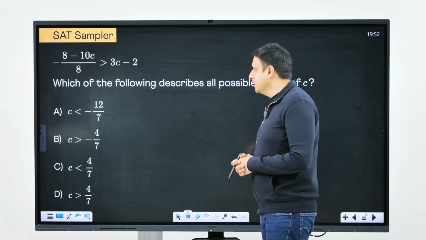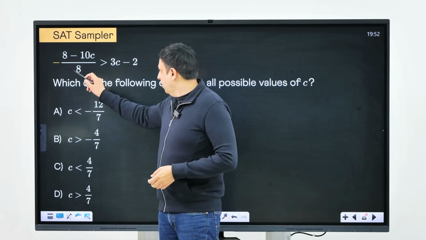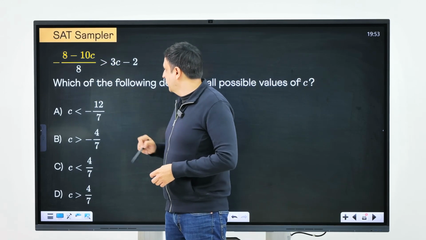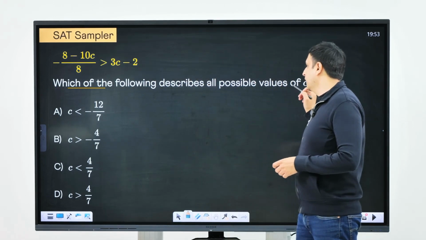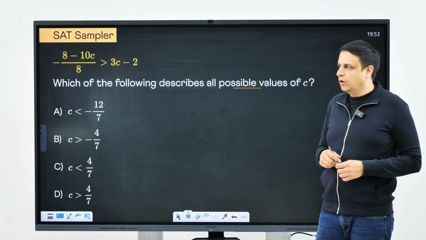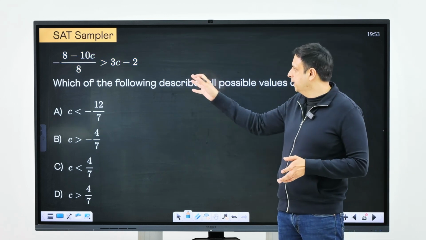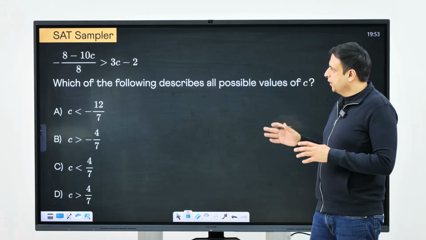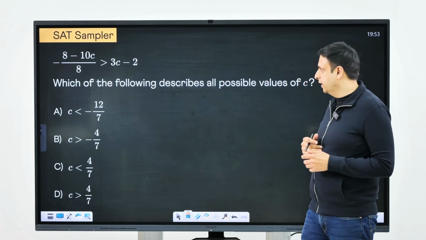Now here's a nice SAT sampler on linear inequalities. Negative of 8 minus 10c over 8 is greater than 3c minus 2. Which of the following describes all possible values of c? So the inequality might look complicated because you have the variable on both sides and you have to isolate it to one side. But if you do it step by step, it's actually fairly easy.